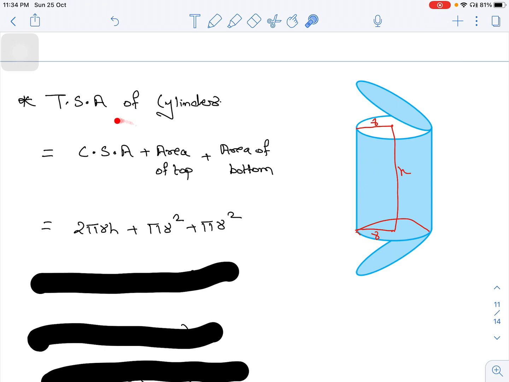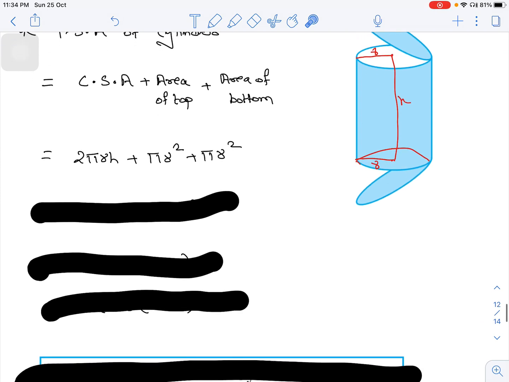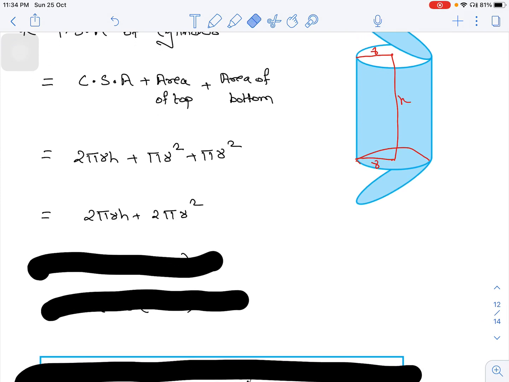So further we get, now CSA is what? 2 pi rh. Area of top will be pi r square, keeping the radius same, and area of bottom is also what? Since it is a circle, its area is also pi r square. Okay, now in the next step, when we bring this pi r square and pi r square together, we get it as 2 pi r square.